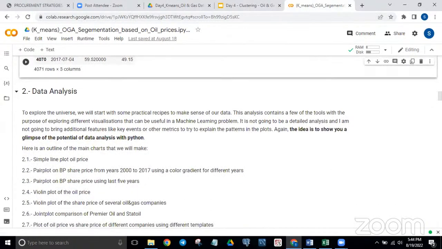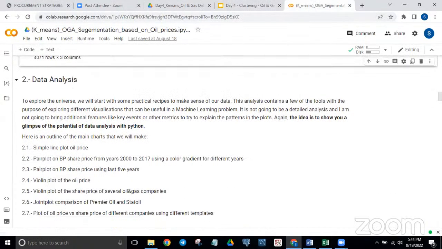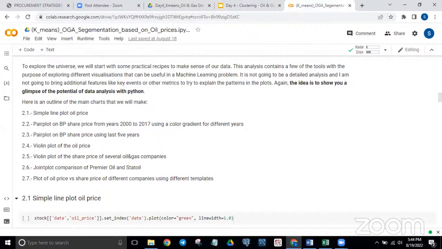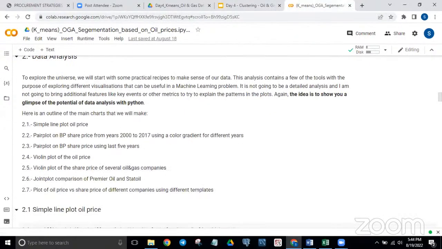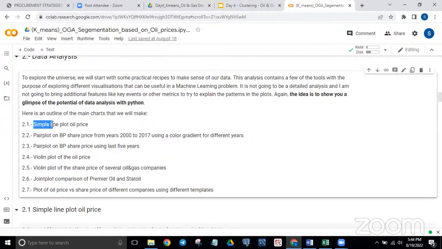and I will have the different companies. So I'm going to start the data analysis. How am I going to do that? I have used a simple line plot. Using the line plot, I have worked on the oil price. The same way I have used a pair plot from 2000 to 2017 here. I have used a different color gradient to represent it.